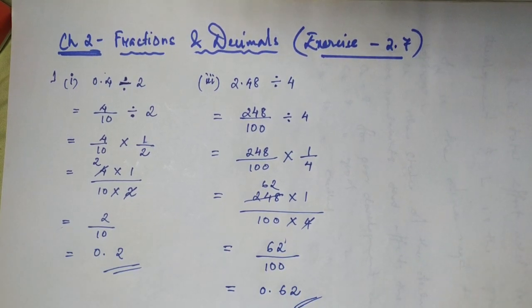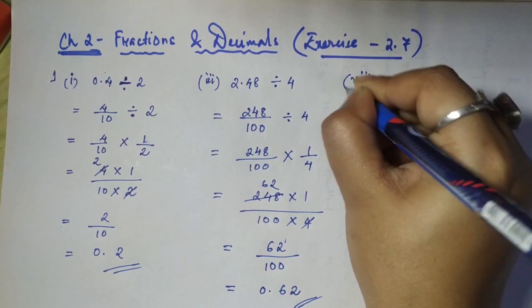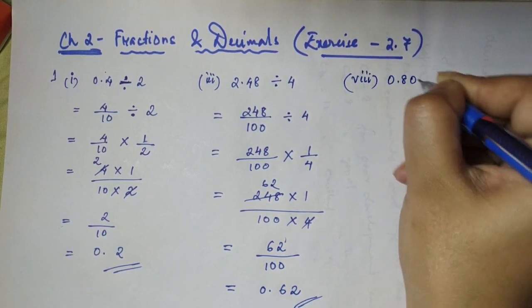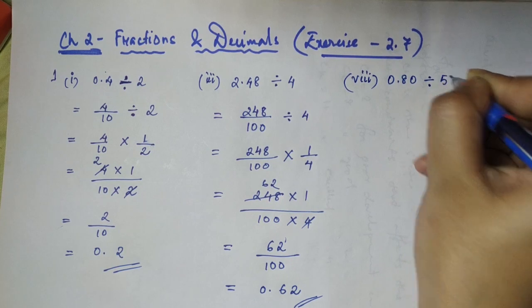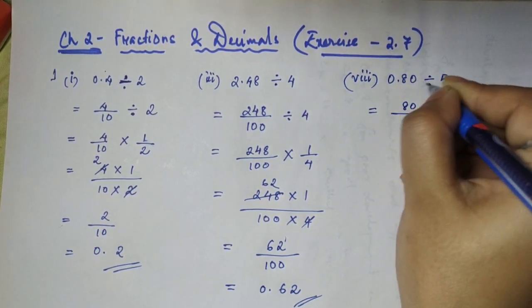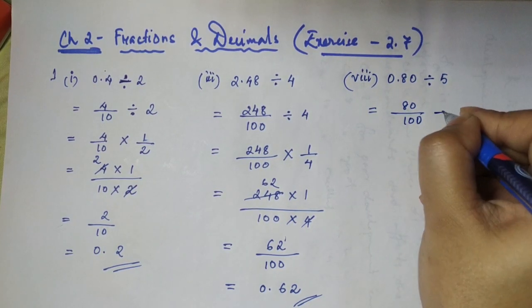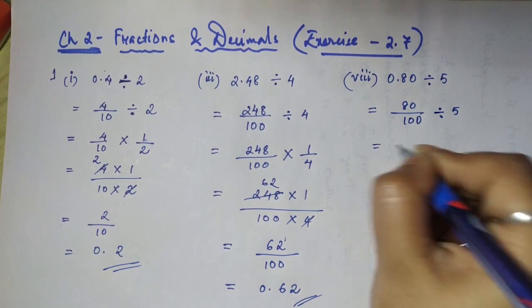Now we'll move on to another question. I'll show you one more sum. Question number 8. It is given as 0.80 divided by 5. So what will we do with this? 80. After the decimal there are 2 digits. So divided by this and 5. Now what happens here?